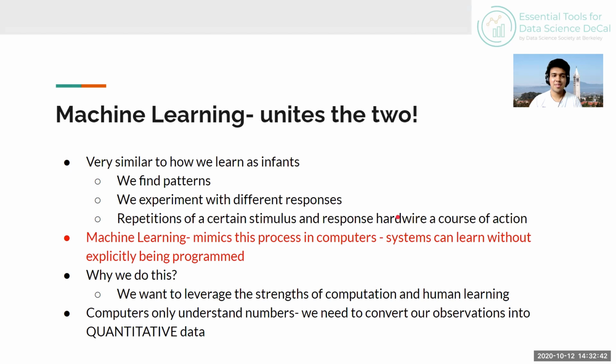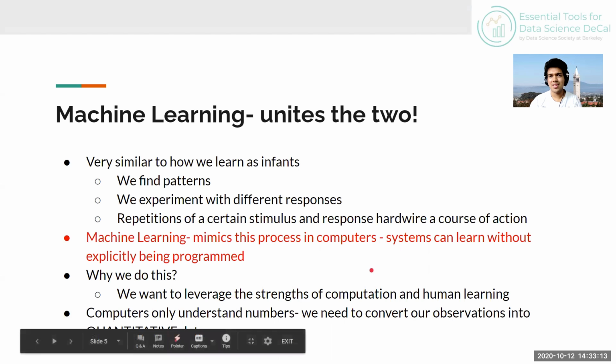What this basically means is that I put my finger in, it's hot, my nerves send an impulse to my brain telling me to feel pain, and I withdraw my finger. Machine learning essentially tries to mimic this process in computers, and systems can learn without explicitly being programmed. When I put my finger in the boiling hot cup of tea, I don't explicitly tell my finger to move out. Because I feel pain, that pain instinctively tells me that, okay, this is a bad idea. So we aim to do something quite similar with computers.